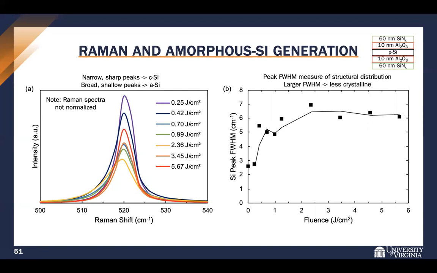So a larger full width half max means that your silicon is less crystalline. And you can see here as the laser fluence increases, at first there's a large increase in the full width half max, but then it begins to level off at higher fluences.